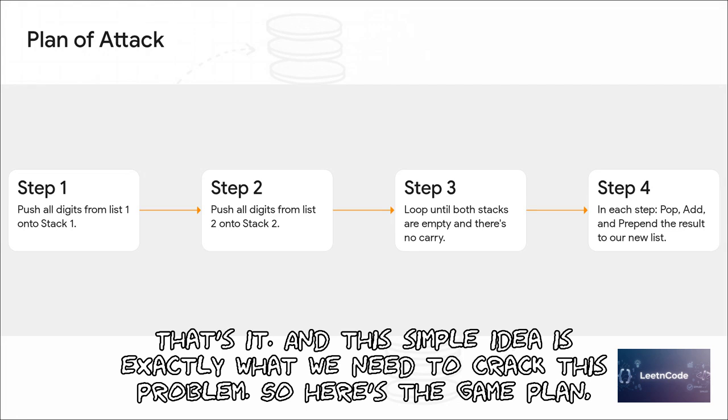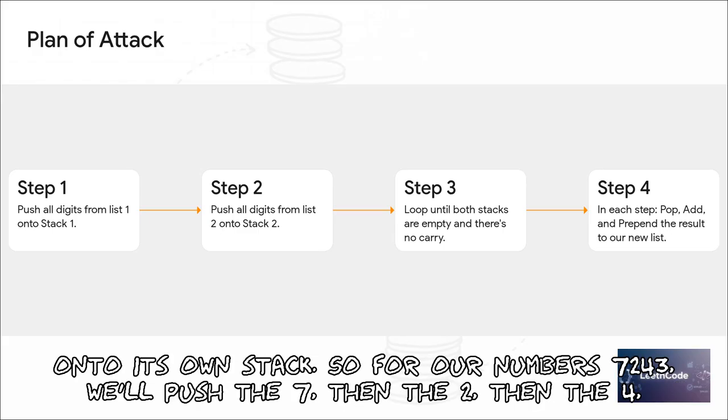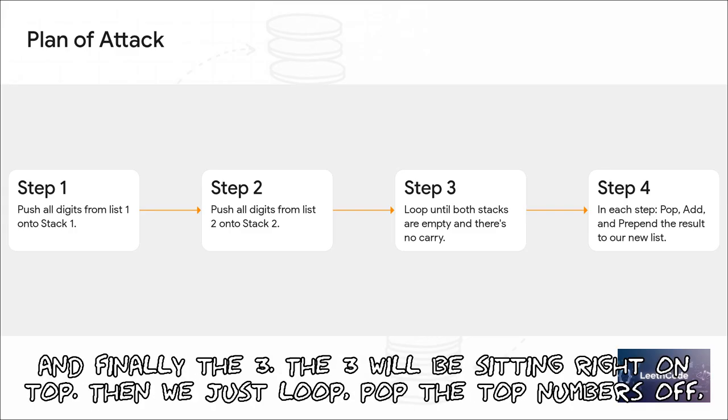So here's the game plan, just 4 simple steps. First, we'll just read through each list one by one and push every digit onto its own stack. So for our number 7243, we'll push the 7, then the 2, then the 4, and finally the 3. The 3 will be sitting right on top.